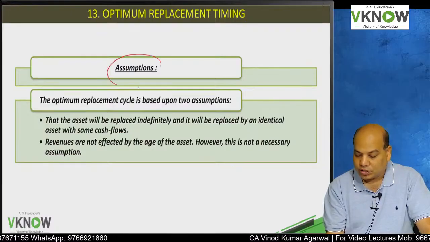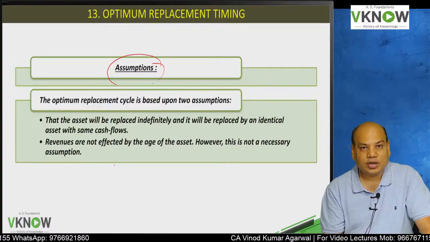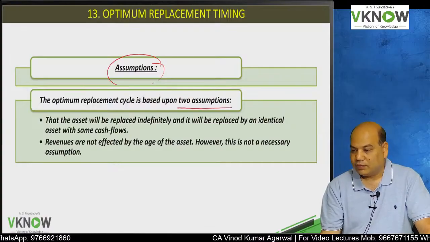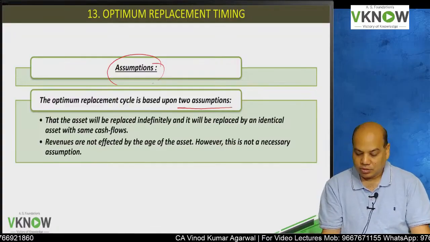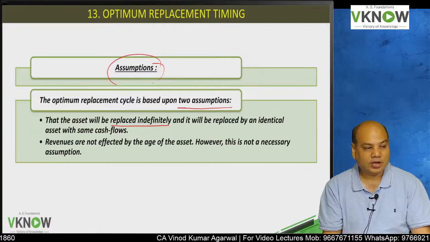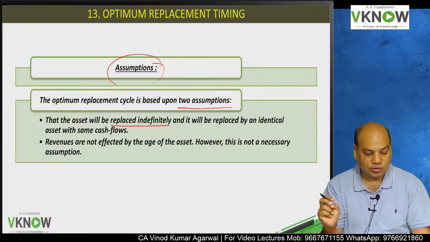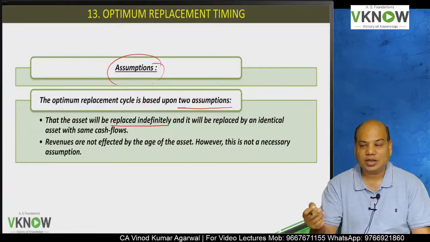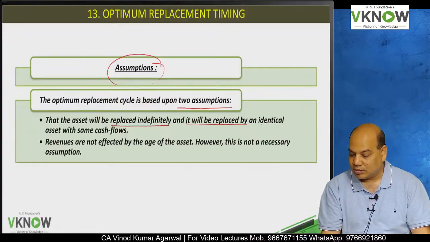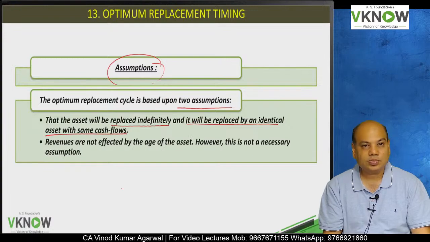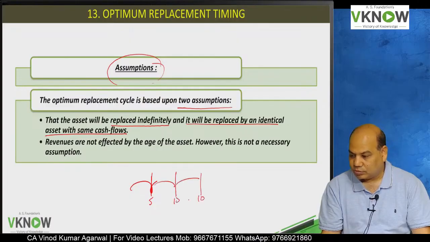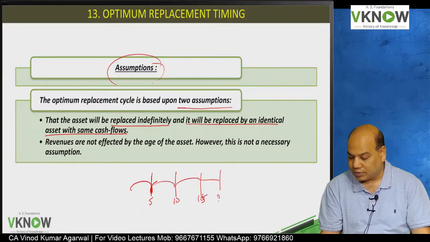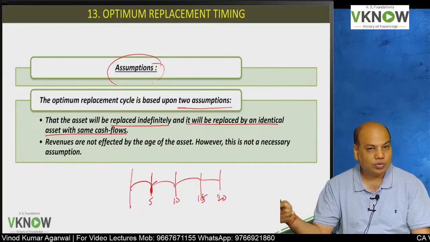When you are using the concept of EAC or EAB, you are having 2 assumptions at the back of your mind. One assumption is the asset can be replaced indefinitely, which note I have given to you also, that you can repeat the asset infinite times with the same asset and with the same cash flow. That means you can purchase the same asset after 5 years with same cash flow, and you can do it infinite times. As many times as you want, you can repeat the asset.